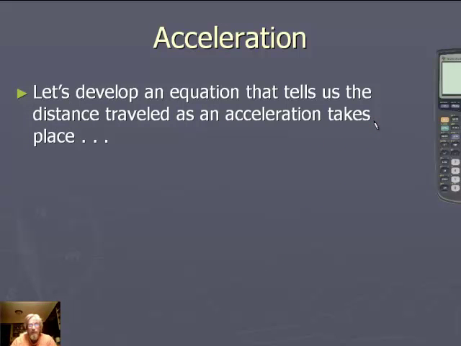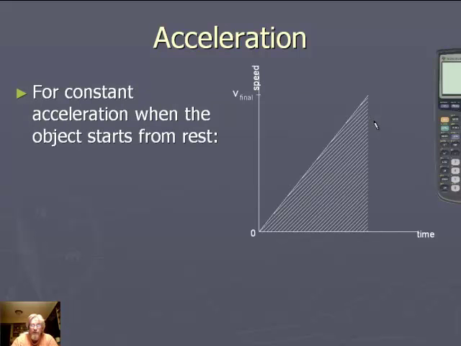Well, we're going to develop a few equations here, 3 equations really. 2 of them are very powerful and universal. And we're going to start out by looking at something that's more of a special case, and then we'll expand on it. We're going to develop an equation that tells us the distance that's traveled while an acceleration takes place. And we're going to look at the simple case. We've actually already developed this really. For a constant acceleration when the object starts from rest, the distance is, as always, the area under the curve.